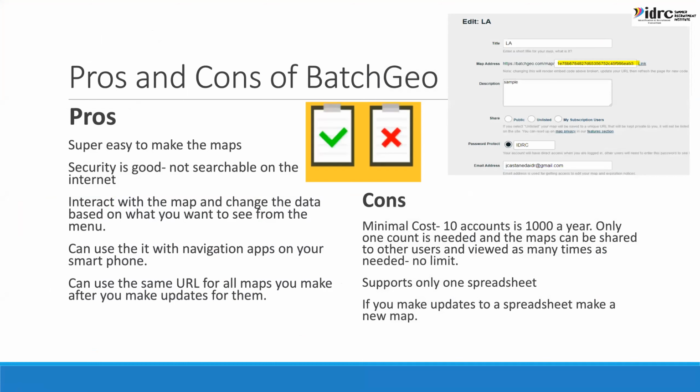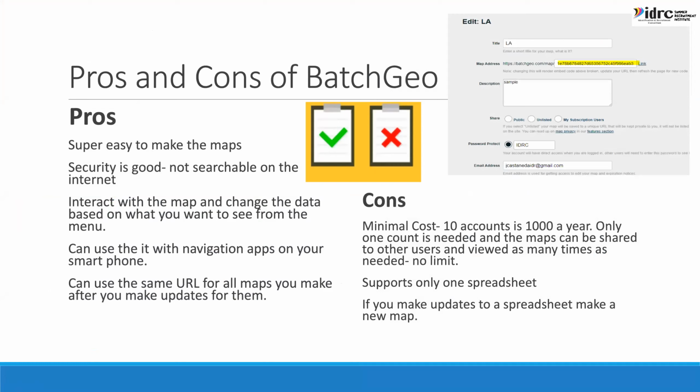So here are some of the pros and some of the cons. Super easy to make the map. Security is good. It's not searchable. It's not found unless you send that direct link to them, and it's kind of an in-house thing. You can interact with the map and change the data, like I showed, based on the key. You can use it with your navigation apps on your smartphone. You can use the same URL for the maps, like I just mentioned.